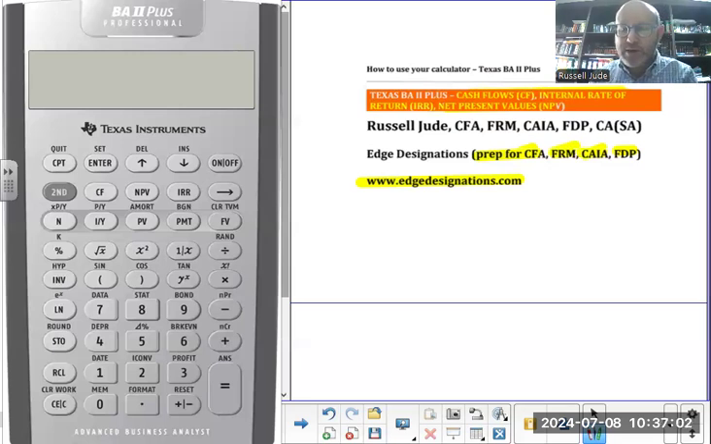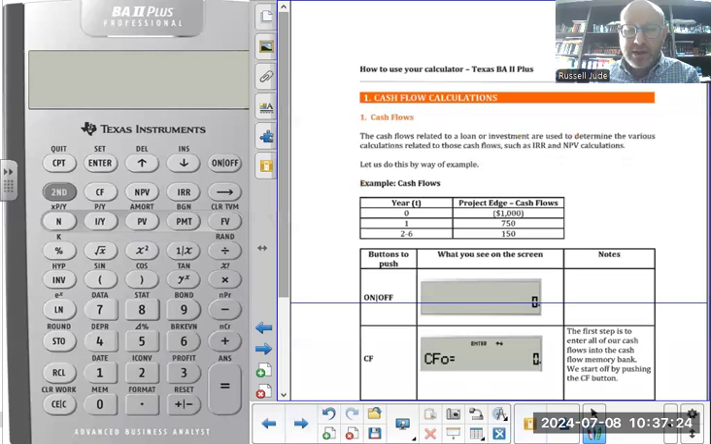Keep in mind, of course, we mentioned this previously, that the Texas calculator is a very commonly used calculator for CFA, FRM, and KIA, and is accepted with all of those programs, and is probably the most commonly used calculator for those programs. And that's, of course, why we've decided to cover this calculator specifically as part of our series. We move on a little bit over here to the next page.